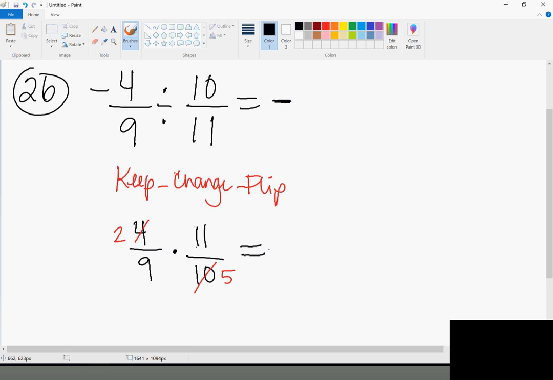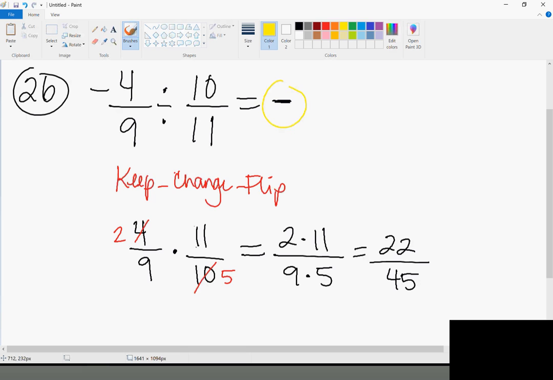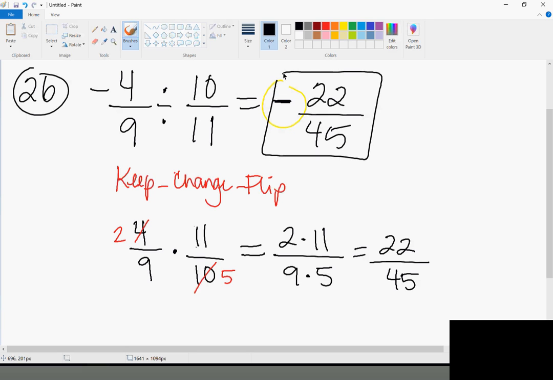And remember, when you multiply, you go straight across. That's going to be 2 times 11 over 9 times 5. And so 2 times 11 is 22. 9 times 5 is 45. But remember, I said earlier it's going to be a negative answer. So the answer is going to be negative 22 over 45. Okay?